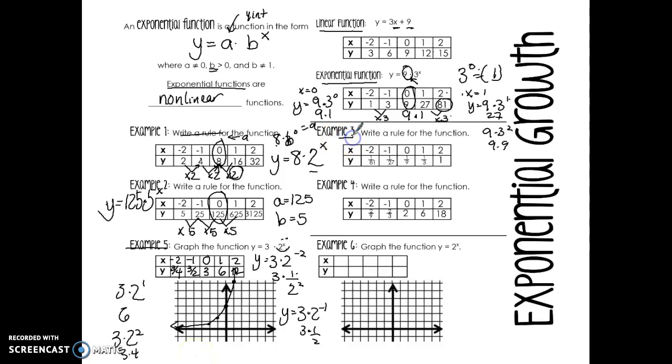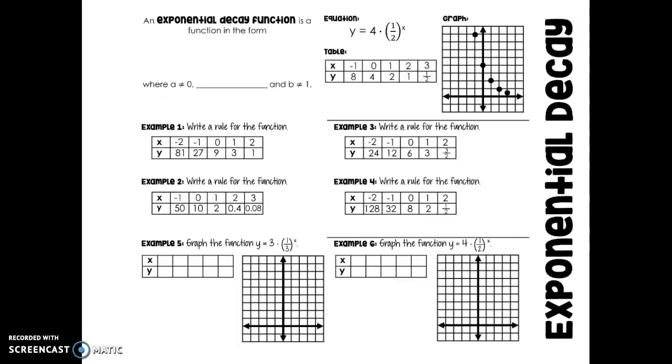I'm going to get you to do example 3 and 4 and 6 on your own, but I'm going to look at exponential decay. This is when it's getting smaller and smaller. The deal with exponential decay is that b is actually a fraction. All right, so you still have that initial at 0 when x is 0, where it crosses the y-axis, but this time you have an exponential function that is a fraction.